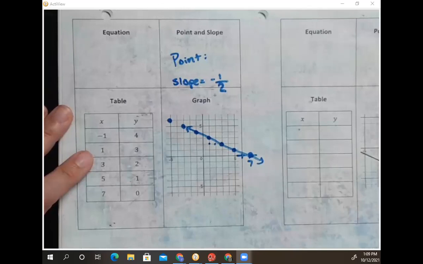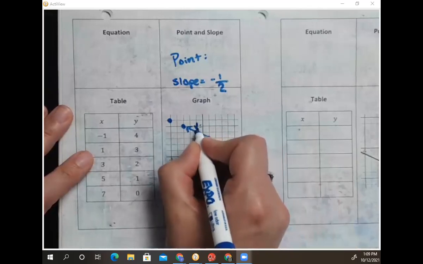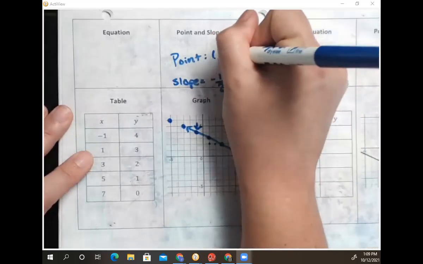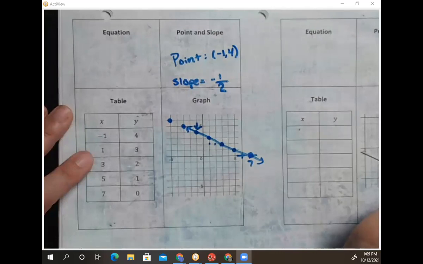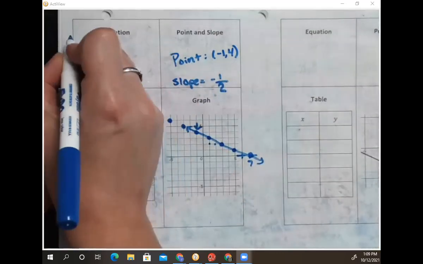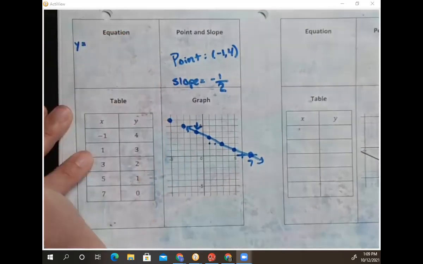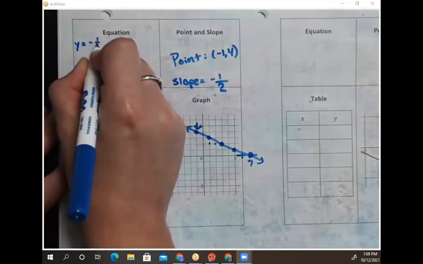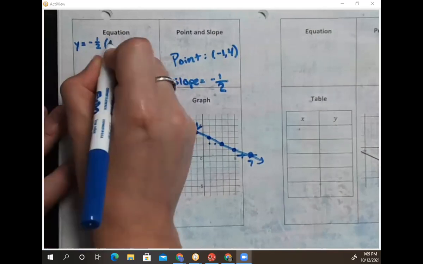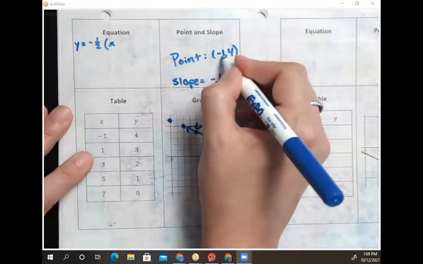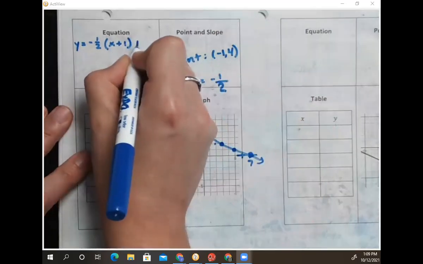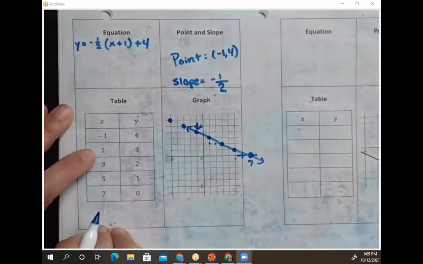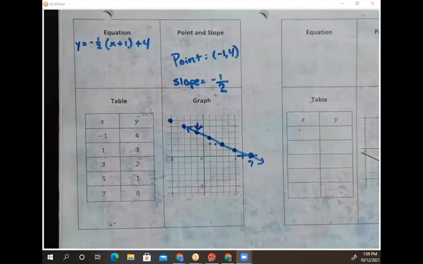So let's start with this point. That's the point -1, 4. So I'm going to write my equation based on the point -1, 4. This would look like y equals -1/2 times x, opposite sign here, plus 1, plus 4. There's my equation in point slope form.